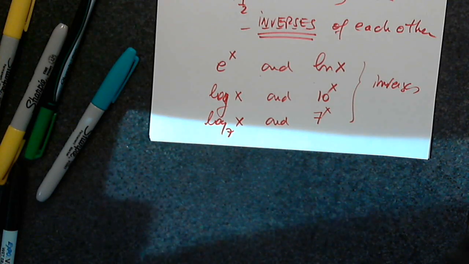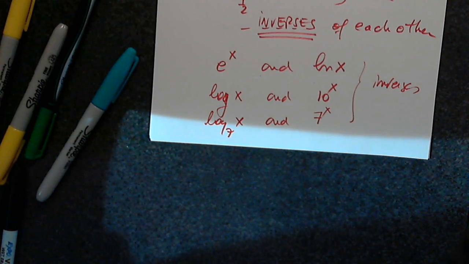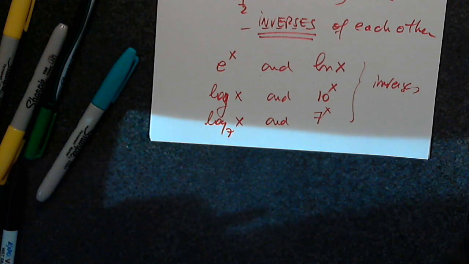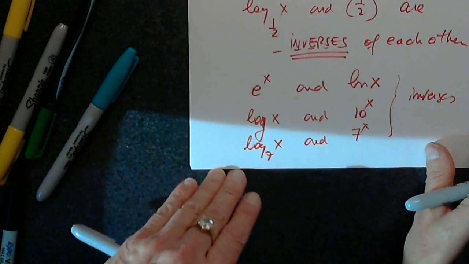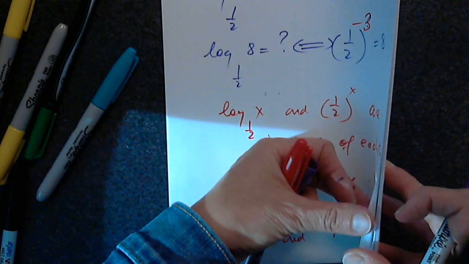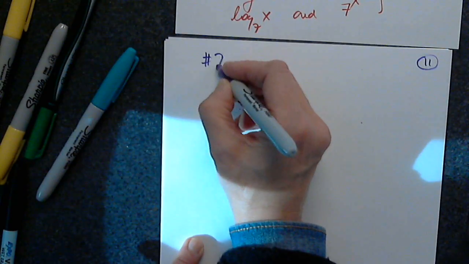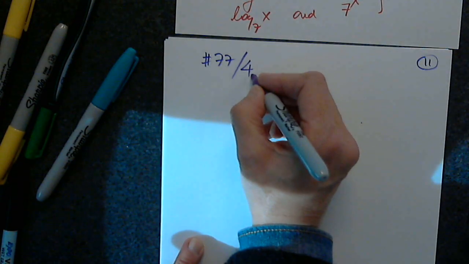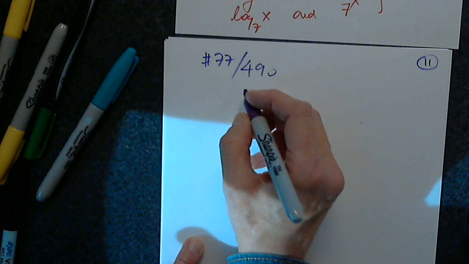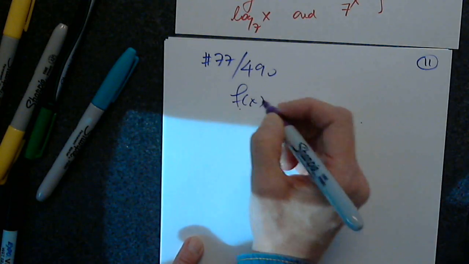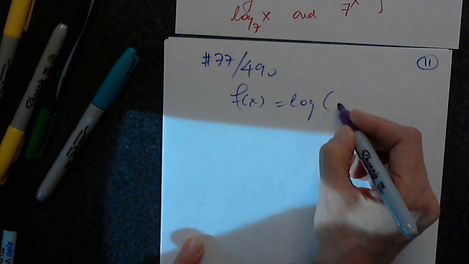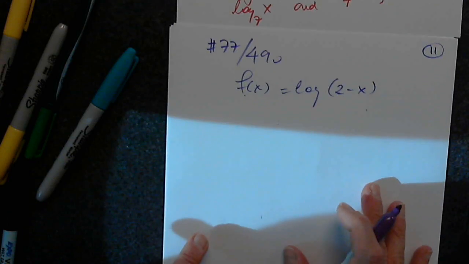I know I only have 2 minutes left. I would like to look at one domain situation. Extremely important on page 490. I would like to look at 77, and then we'll stop. In 77, we are given f of x, which is common log of 2 minus x.